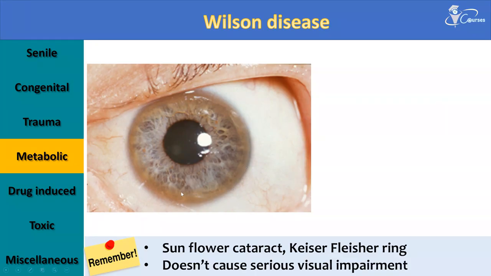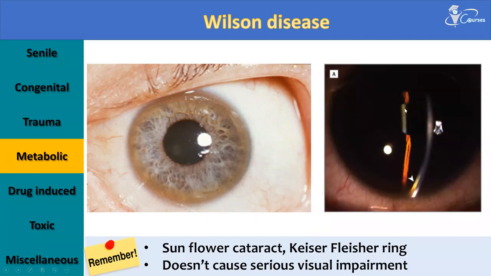In the eye, it occurs in the cornea, leading to the Kaiser-Fleischer ring, and also in the lens, resulting in what's called sunflower cataract. Sunflower cataract is another kind of cataract which occurs due to deposition of copper within the lens. It usually doesn't cause a serious visual impairment. Here is the copper, the reddish brown. You can see that the lens here is reddish brown.